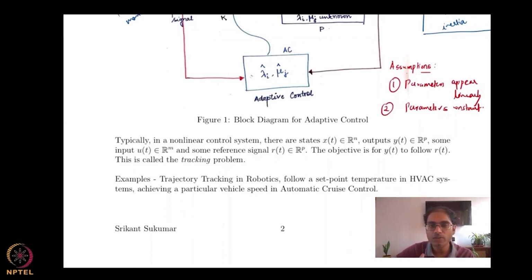If there is no reference trajectory, then you want all your states or all your outputs to go to 0. This is called a stabilization problem. So if you want y or x to go to 0 as t goes to infinity, this is called a stabilization problem.